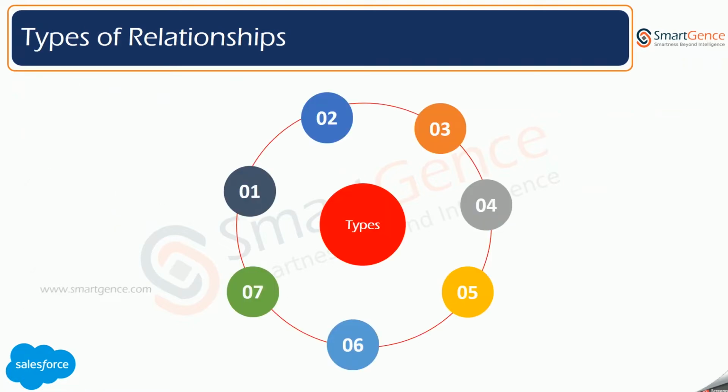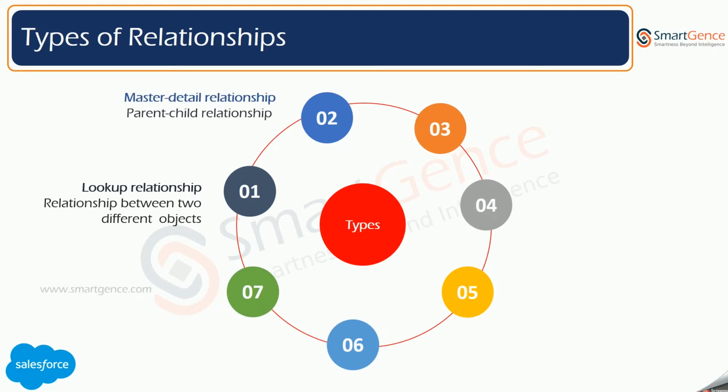So there are different types of relationship. Firstly, lookup relationship. So this basically is one-to-many relationship. So a relationship between two different objects. So as we have seen in the same example, there will be an account which might be related to different contacts. So one account related to many contacts even. So that relationship is called lookup relationship.